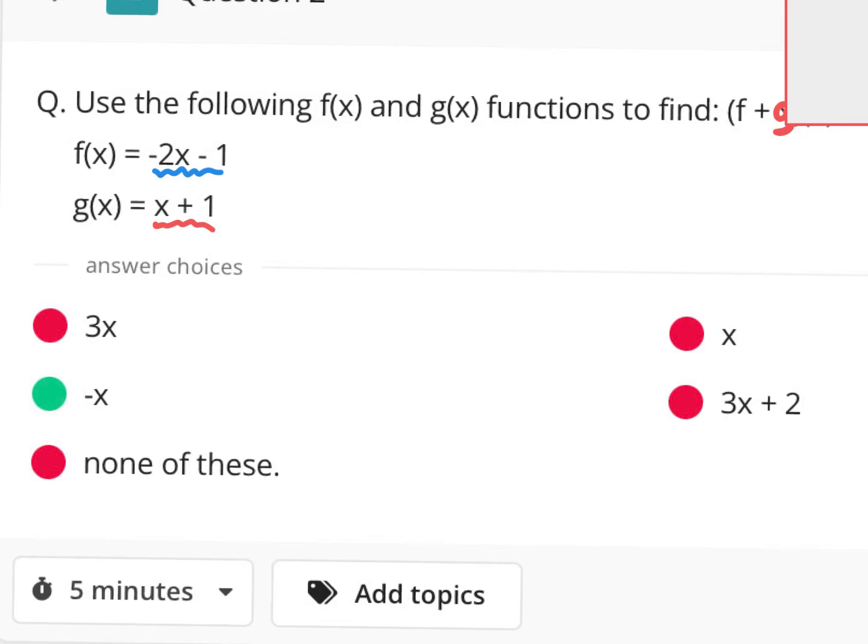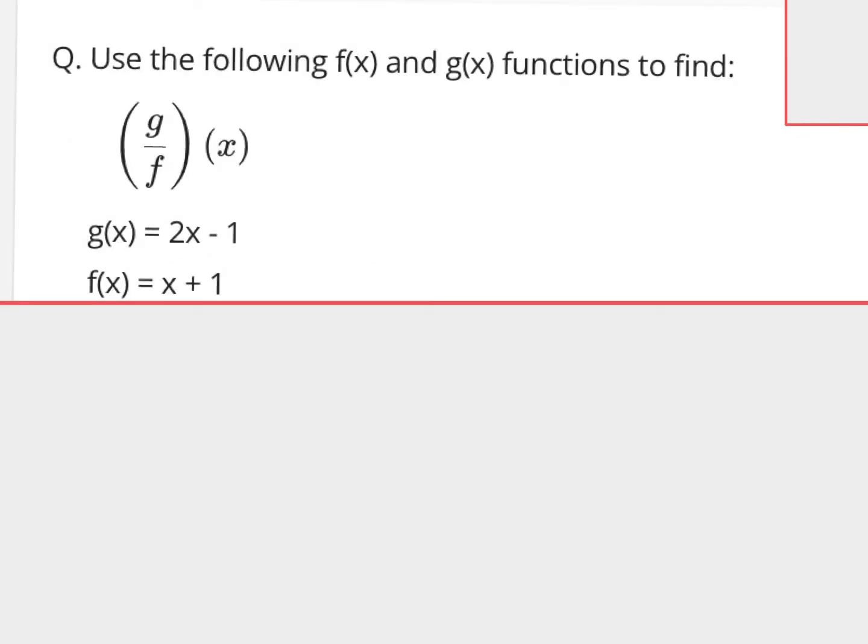Moving on. This one's slightly more interesting. They have g over f of x. So be careful with the notation. It could be f over g of x on the actual quiz. Right here we have g over f of x. So we need to make the g function be on top of the f function. So the g function is 2x minus 1, and we're going to put that over the f function, x plus 1.